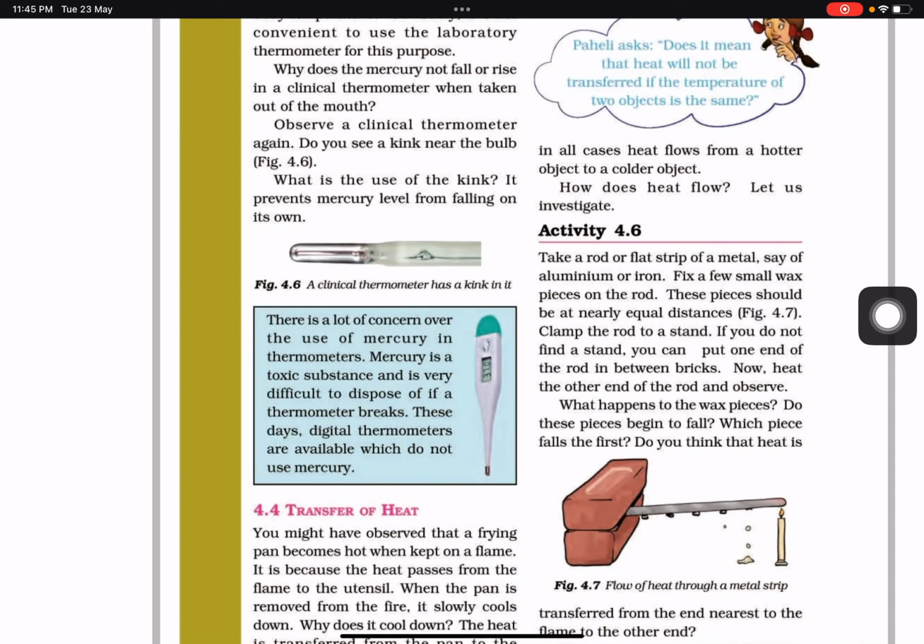Why? Because the mercury, the metal that is used to measure the temperature, is very bad for the environment. So as to protect our environment, digital thermometers are used now, because they are easy to dispose of, and many other things are as bad for the environment as the use of mercury.